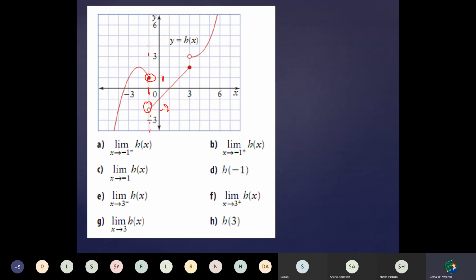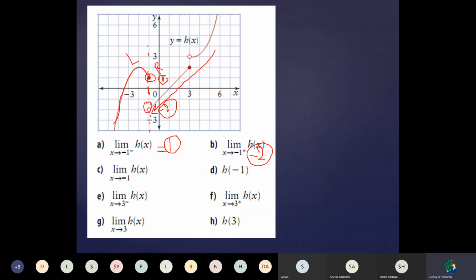Now, for the first one, negative 1 from the left. Here is left and here is right. Where's negative 1 from the left? It is this side. The points here are walking and stop near point 1. So the answer is 1. Now negative 1, but from the right. The points are coming from the right and stop at negative 2. So the answer here is negative 2.